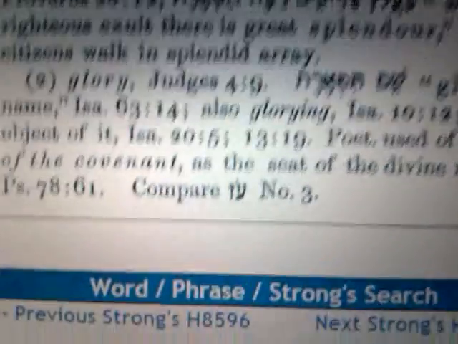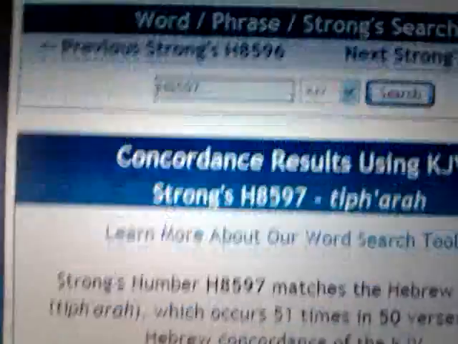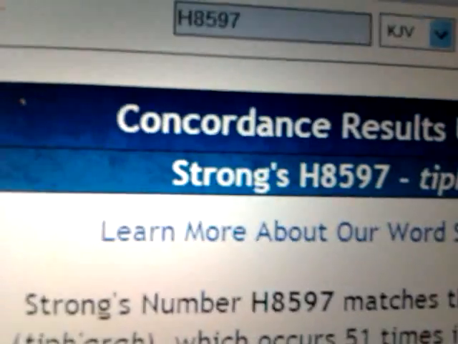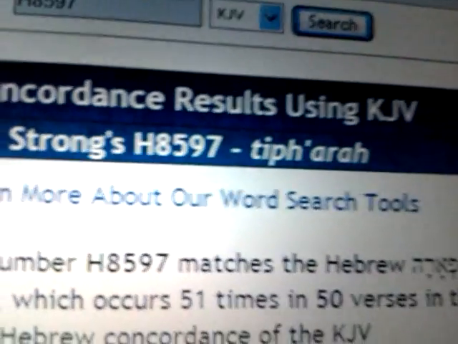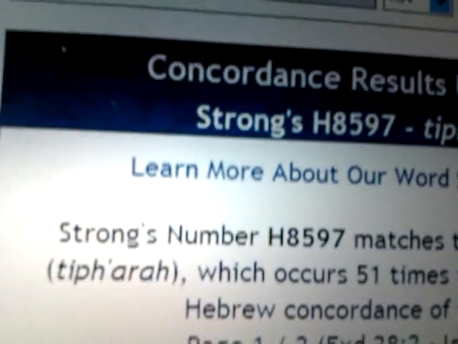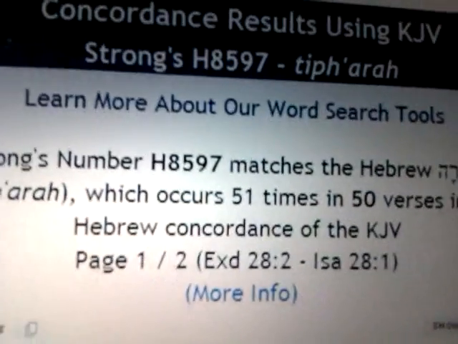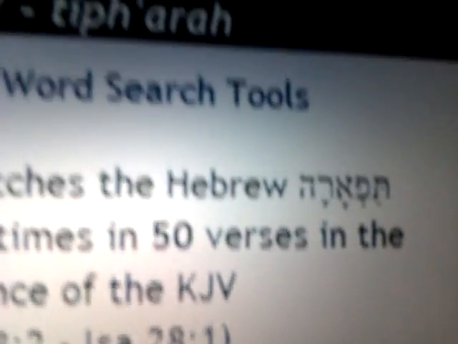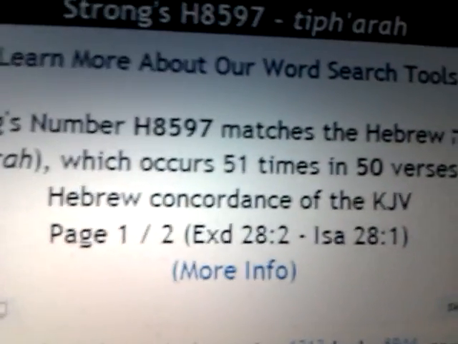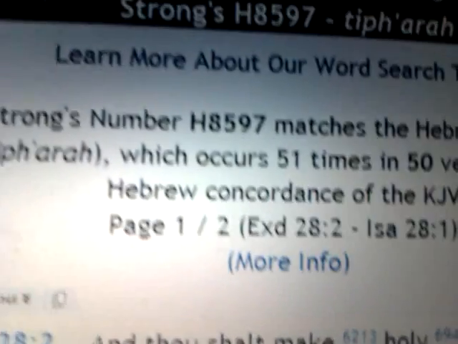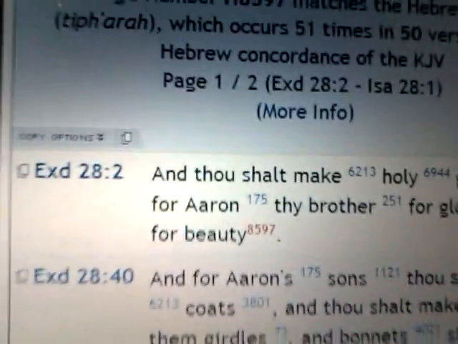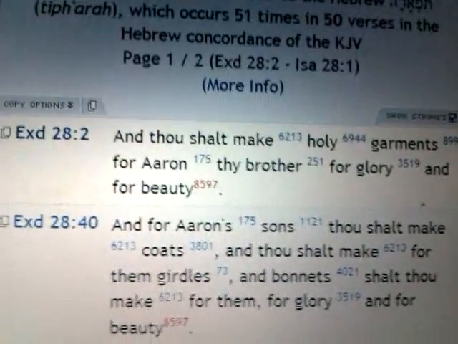Now, as a word phrase in the Strong's search, here's the concordance result using the King James Bible: Strong's 8597, Tiphareh, Strong's number H8597, matches with the Hebrew Tiphareh, which occurs 51 times in 50 verses in the Hebrew concordance of the KJV. So we have a couple of these matches right here that we just went over.